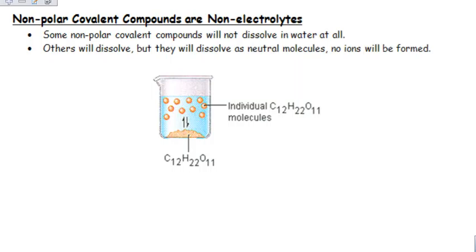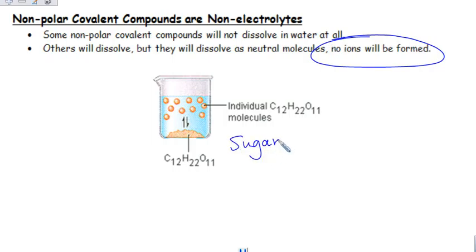There are some nonpolar covalent compounds that dissolve in water, but often when they do, they dissolve as individual molecules and form no ions. So for example, sugar, C12H22O11. Table sugar. Sugar does dissolve in water, obviously, but when it does, it forms no charged ions. It stays as individual sugar molecules.